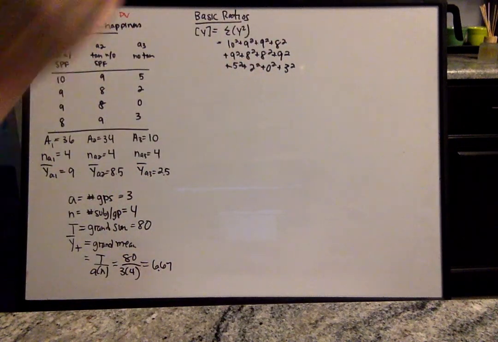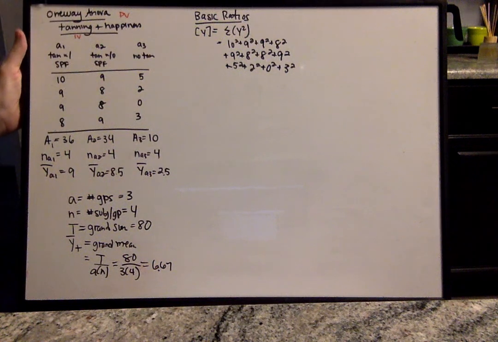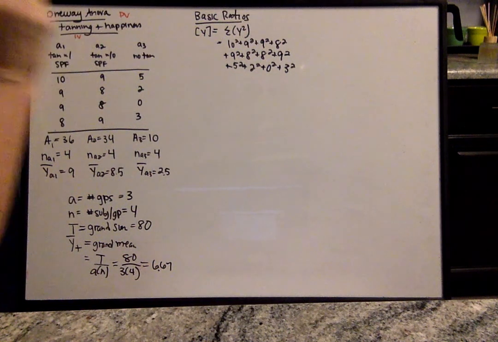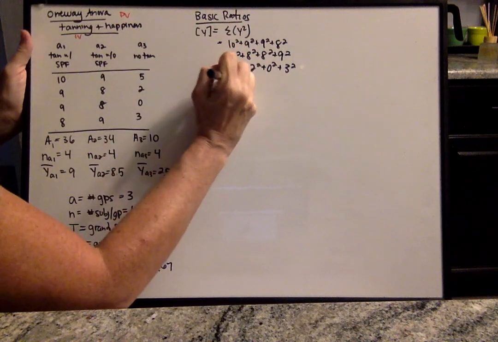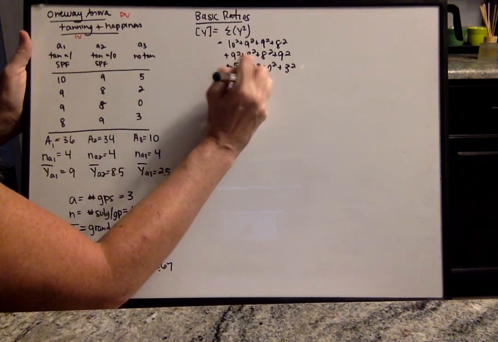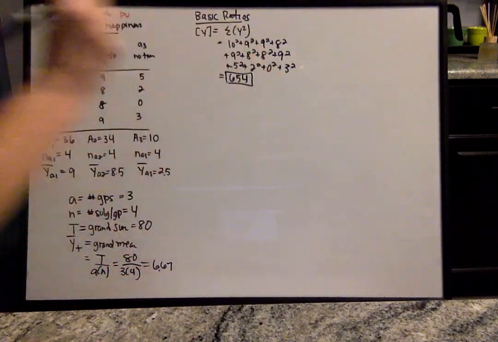And when you go through and add all those things up, which I encourage you to pause and do on your own calculator, because you definitely want to make sure that you're getting the same numbers that I am, this should equal 654.